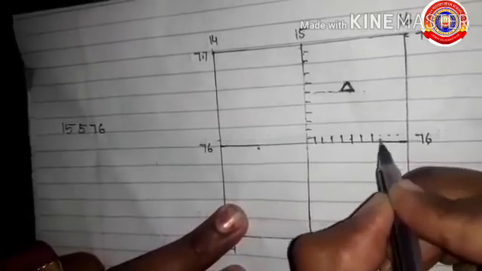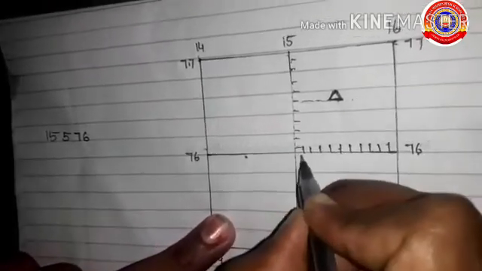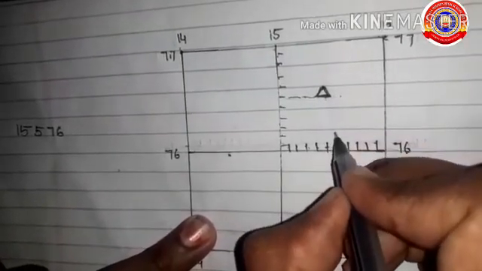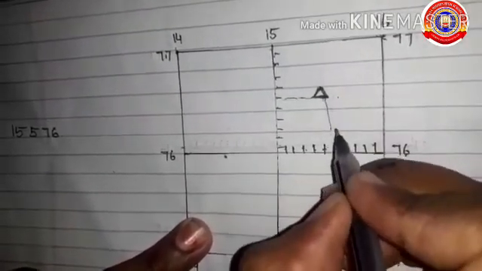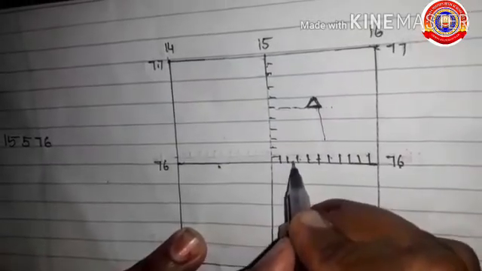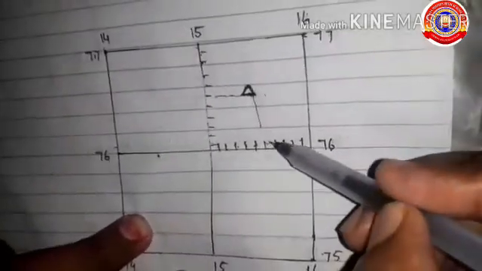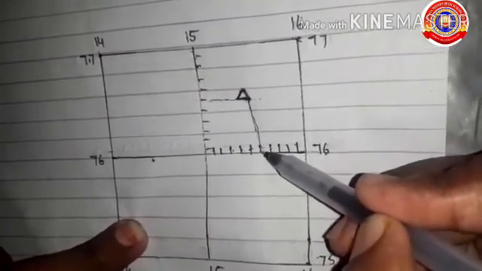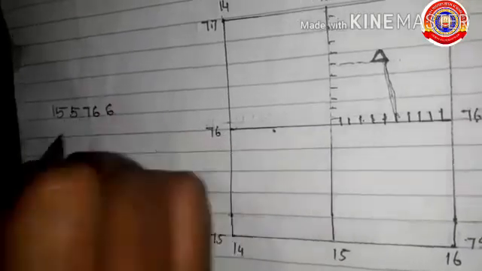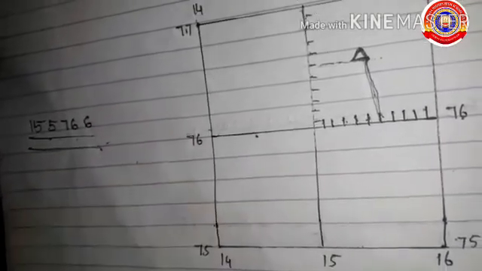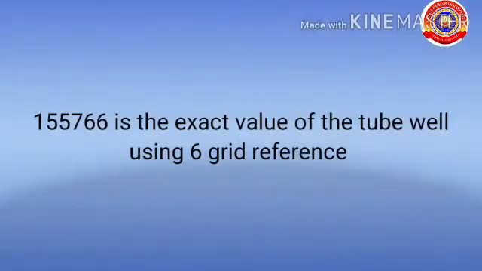Then the northing value is divided into 10 equal parts. Find the exact position on which the tube well is located. Write it with the values already written, 155 76. Write it next to 6. 155 76. 6 is the exact value obtained from the 6-figure grid reference of the tube well.